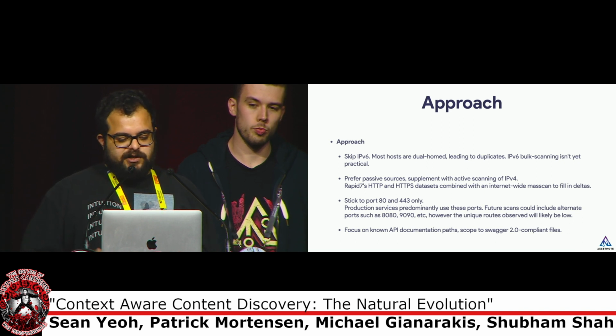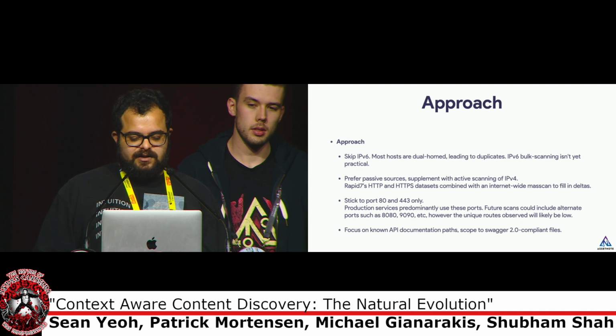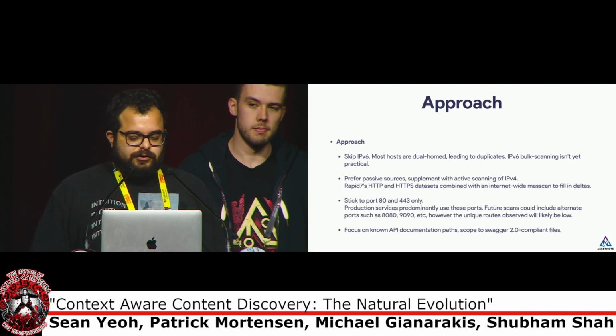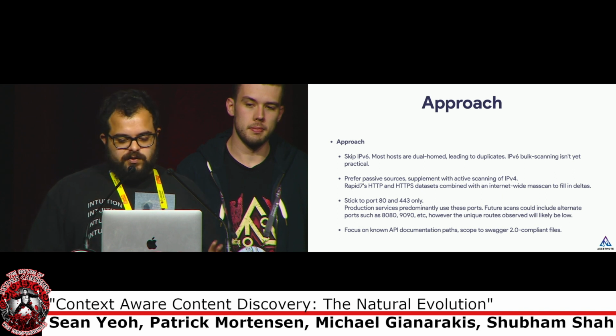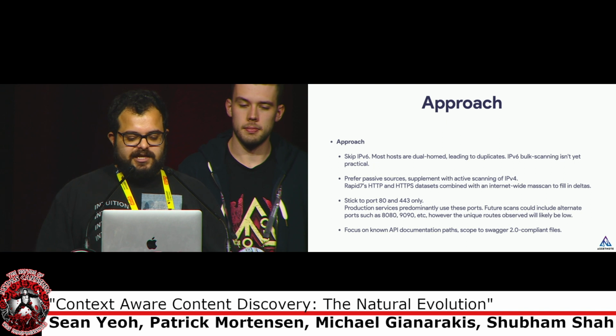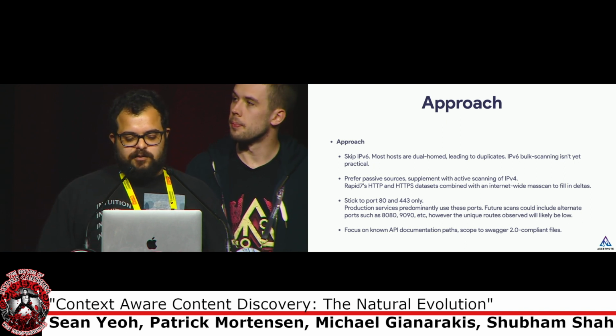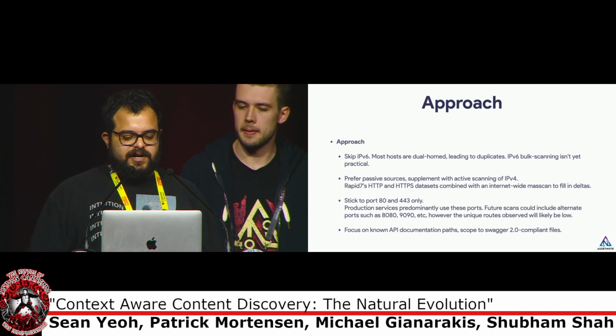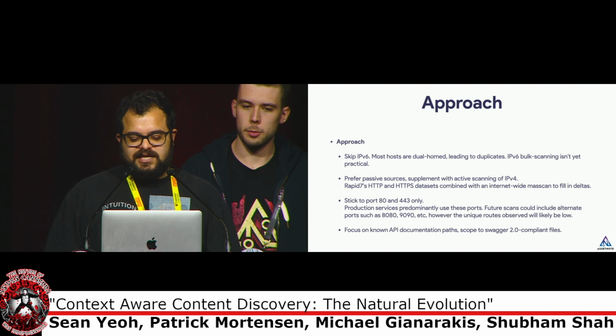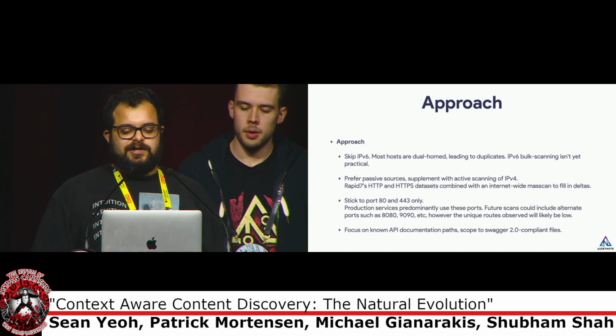As I said earlier, we only stuck to port 80 and 443, as we knew that production servers predominantly use these ports. Future scans, if we want to develop this out further, we could look at other ports like 8080, 8090, 9090, things like that development servers could be running on. But at the moment, we only focused on 80 and 443. We focused on known API documentation paths, and we scoped it to Swagger 2.0 compliant files.